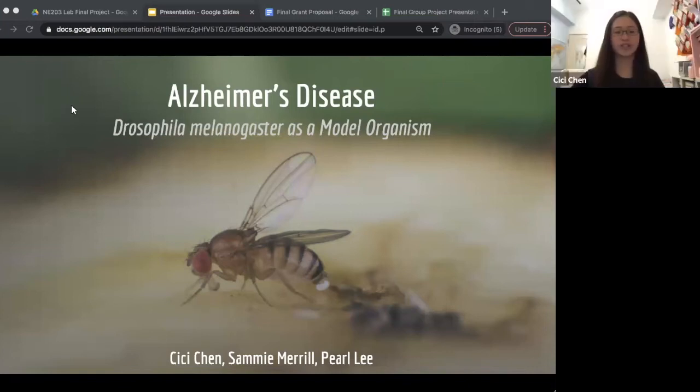Hi everyone, we are Section 7, Group 2, and our project examines the effects of APP and Tau on fruit flies' physical structure and behavior. We are also inspired by the hypothesis that sleep decreases the APP and Tau levels. Thus, we also wanted to examine the role of sleep on decreasing or increasing the levels of these proteins.